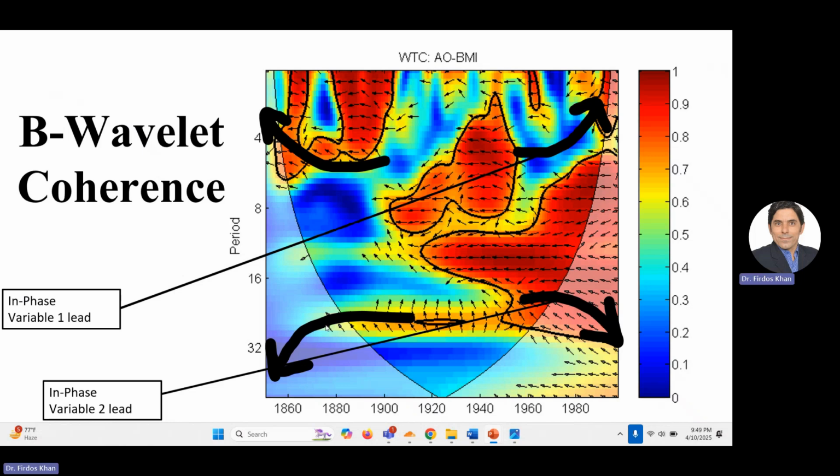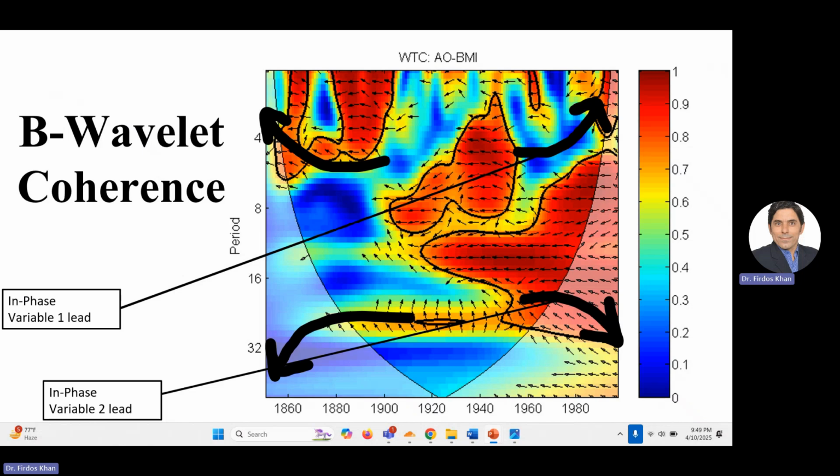And if the arrows' direction is left downward, like in this one, the bottom left side, this means that the variables are in anti-phase relationship. That means negative relationship, negative correlation, but the second variable influences the first variable. So this is the interpretation, and you can interpret your results just by looking at this plot.